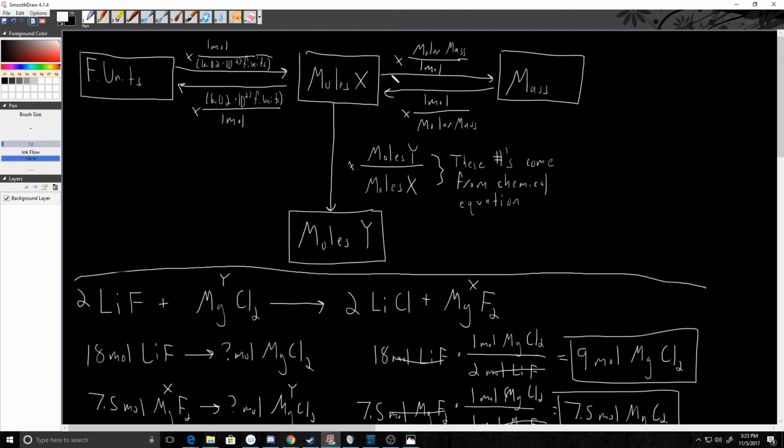If we're working with one substance, we're really just working with the top. So that's it. That's going from moles to moles, from one substance to another. Hope that helps out. Good luck with the practice.